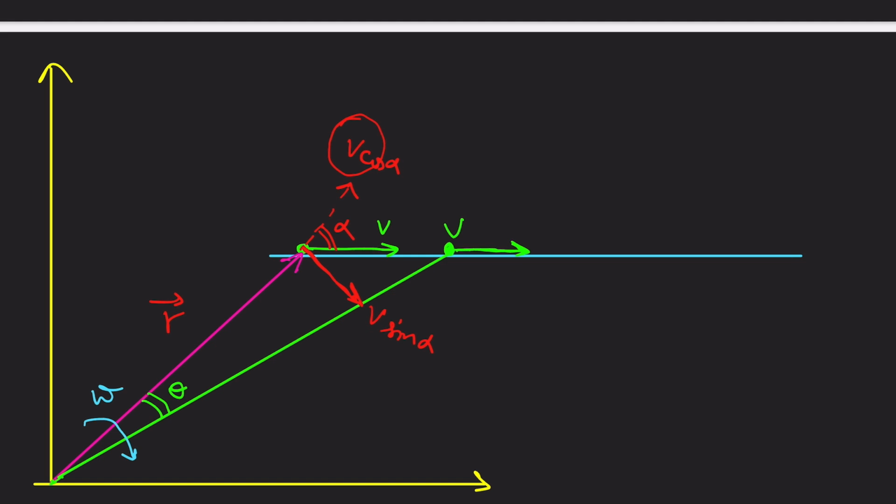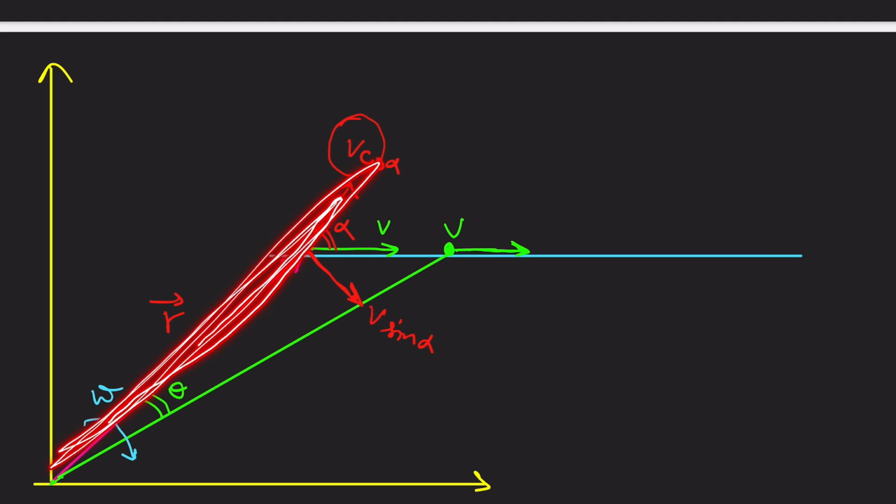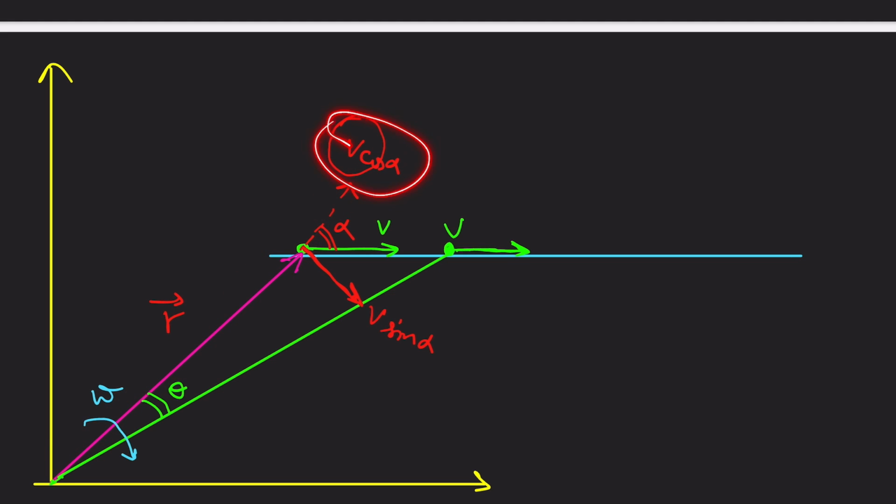If you see, guys, this v cos alpha is the component which is going to elongate, or increase, this r. The magnitude of r is going to change because of v cos alpha. Are you getting my point or not? V cos alpha is going to increase the length of r. So it is not going to change the direction of r, but it is going to increase the magnitude of r.